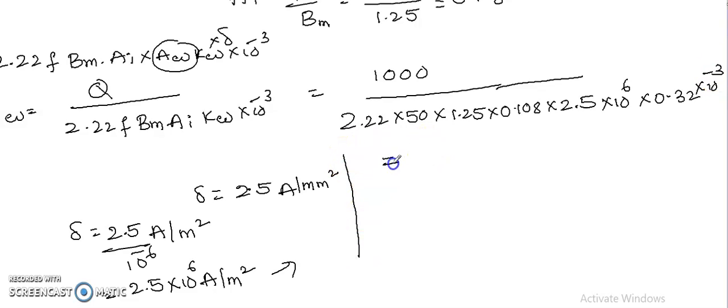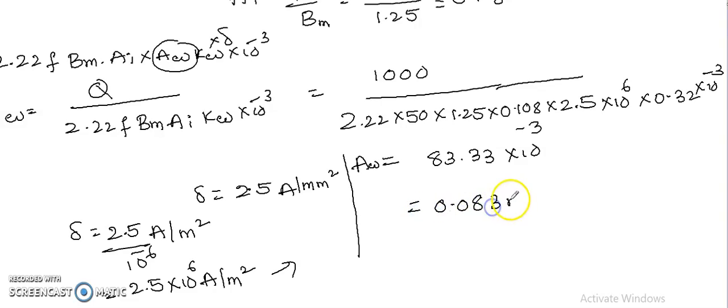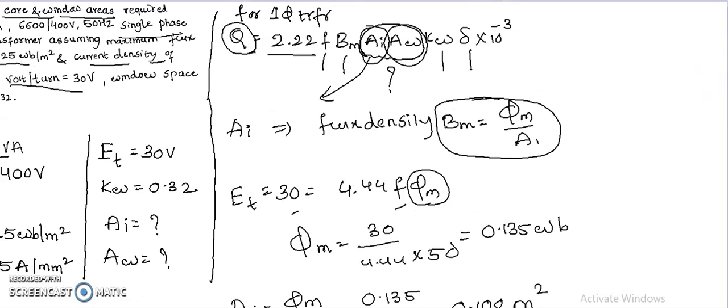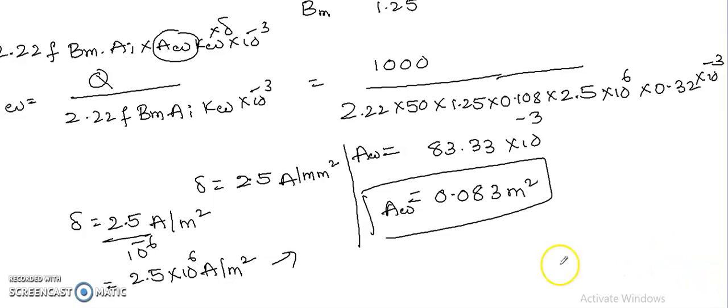So AW will become now, if you multiply all the things, we calculate, we will get the answer 83.33 10 to the power of minus 3. So it will become 0.083 meter square. It is the area of window. Area of window. So how much we have calculated? AI is calculated. AW we have calculated.